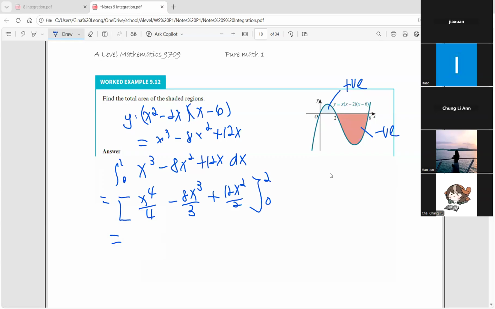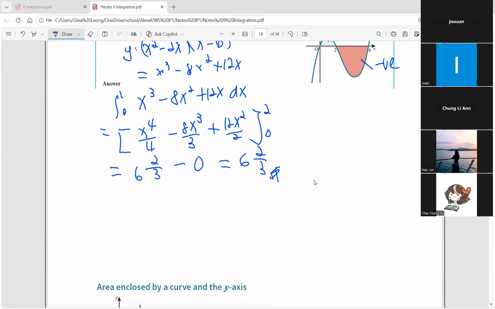When I put it in, I will get 6. Press the calculator. Minus 0. Then my final answer is 6, 2 over 3. Okay, so after that, I do the another one, which is the 6, 2.